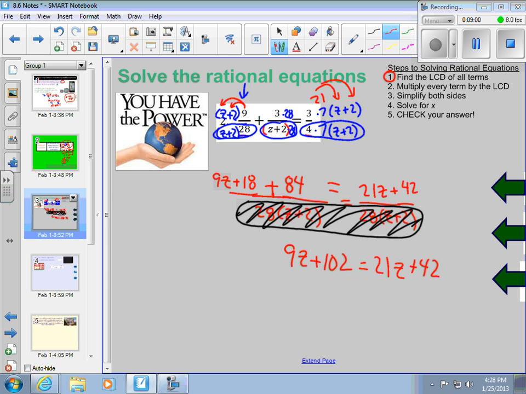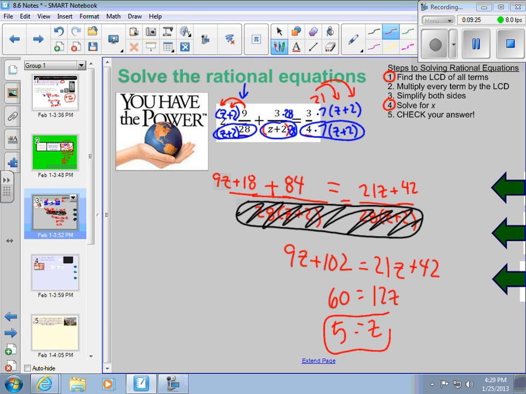We could subtract 9z from 21z. That would give us 12z. We could also subtract 42 from 102. That gives us 60. Now divide by 12. And it looks like our answer is 5. So once we've solved for z, now we got our answer.